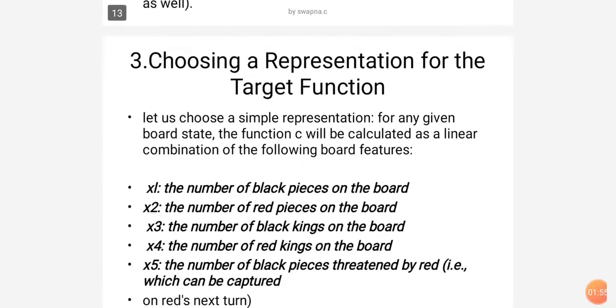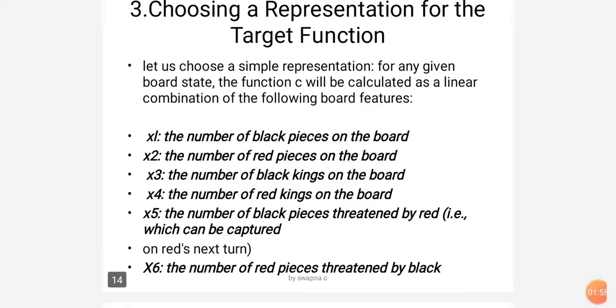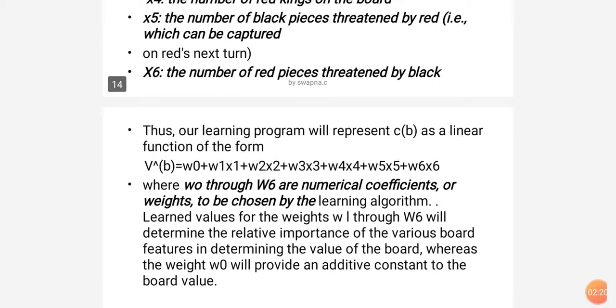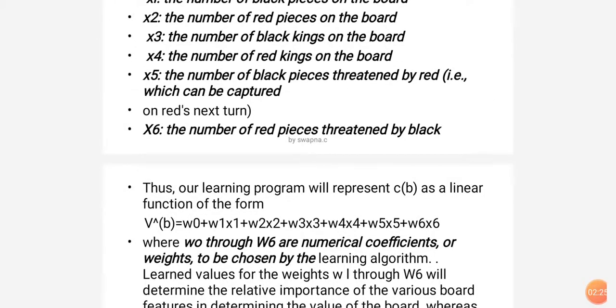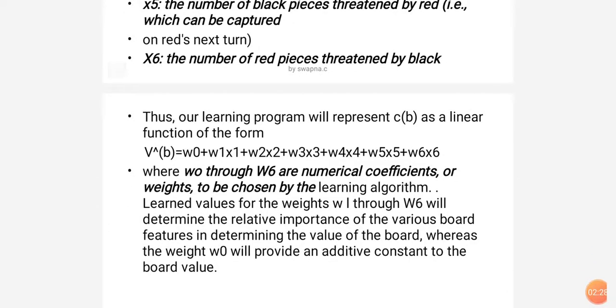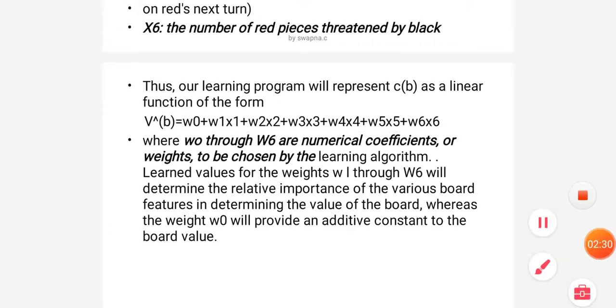In the third step, we gave the values of x1 and x2 and what they represent. x1 represents the black pieces on the board, x2 represents the red pieces on the board, x3 represents the black kings, x4 represents the red kings, x5 is black pieces threatened by red, and the sixth one is red pieces threatened by black. So in the fourth step, we are using that example with these x values, and here we are giving the linear function of approximation.